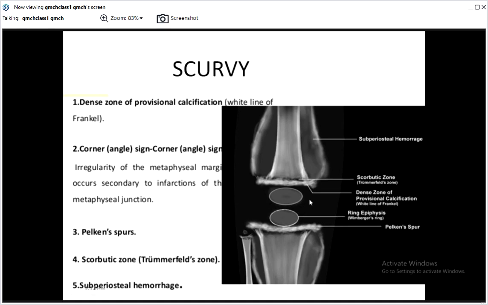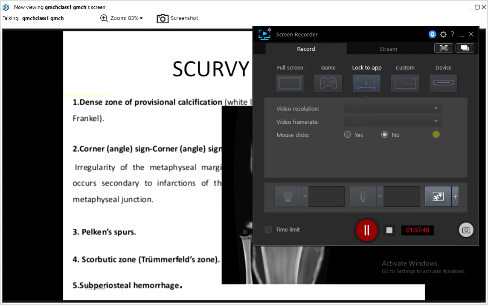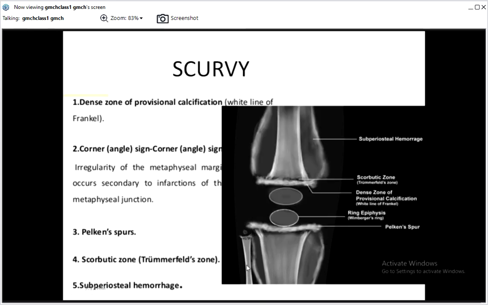So what you see is many things white, more white, because the mineralization is fine. You will see the pencil thin cortex, which you can make out in the fibula. You can see this dense zone of provisional calcification, which is called the white line of Frankel, again because mineralization is fine and the cartilage is not being laid appropriately. Then you see the Wimberger's ring. The epiphyses are radiolucent in the centers and the peripheries are sclerotic, and due to normal mineralization they are more radio-opaque.